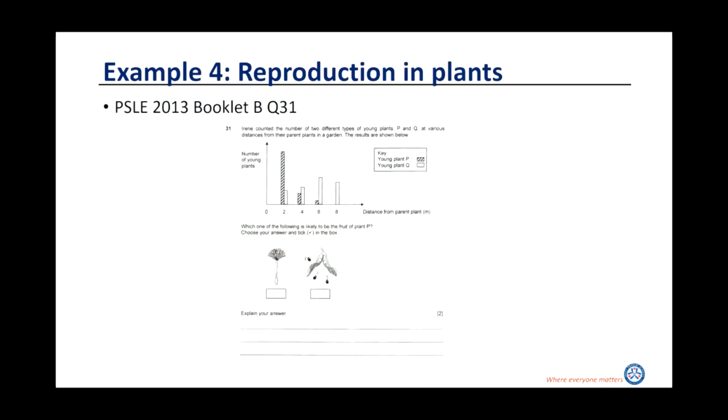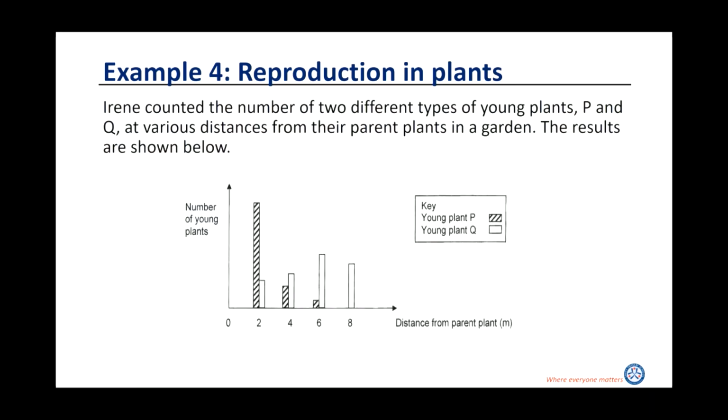This is our last example, a question of reproduction in plants, taken from PSLE 2013 Booklet B. Irene counted the number of two different types of young plants, P and Q, at various distances from their parent plants in a garden. The results are shown below. Firstly, the students would need to study the bar graph. On the vertical axis, it shows the number of young plants. On the horizontal axis, it is the distance of the young plants from the parent plants in meters.